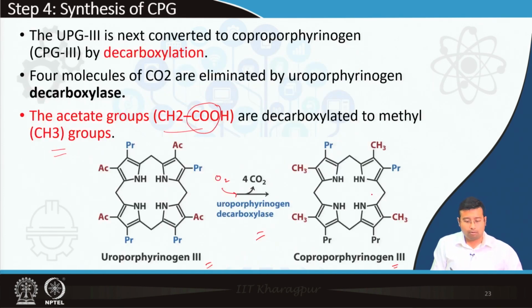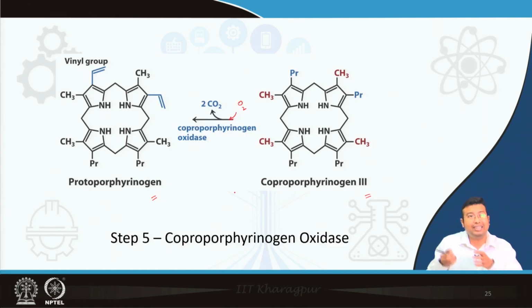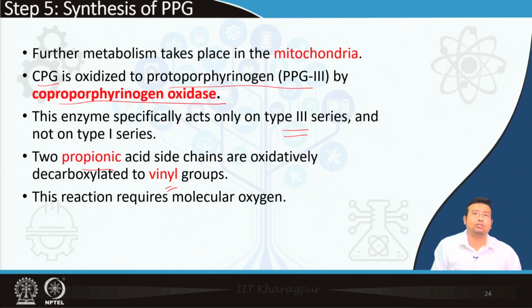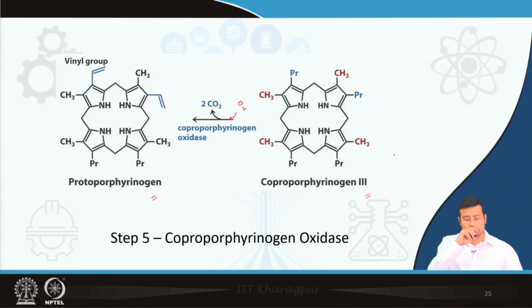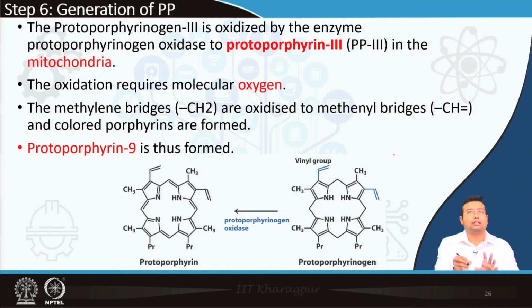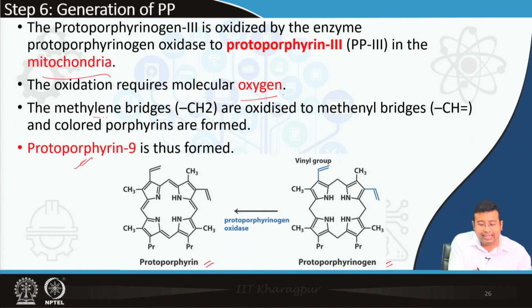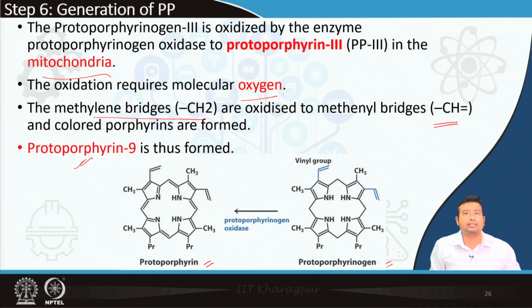Well, in the previous reaction oxygen is actually not required, only CO2 groups are removed. Here oxygen is required. We need oxygen in order to convert the propionic acid to vinyl group, whereas over there we can just remove carbon dioxide to form methyl groups. All right. So be very careful. The next step is the generation of protoporphyrin. So protoporphyrinogen is converted to protoporphyrin, and this reaction also requires molecular oxygen. It is also happening in the mitochondria, and as per the discoverer, he named it protoporphyrin 9. It is in this reaction that the methylene bridges are oxidized to methinyl bridges. There is a double bond incorporation over here. So we are getting protoporphyrin.